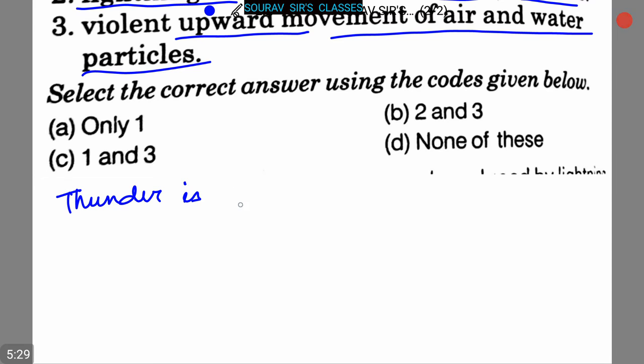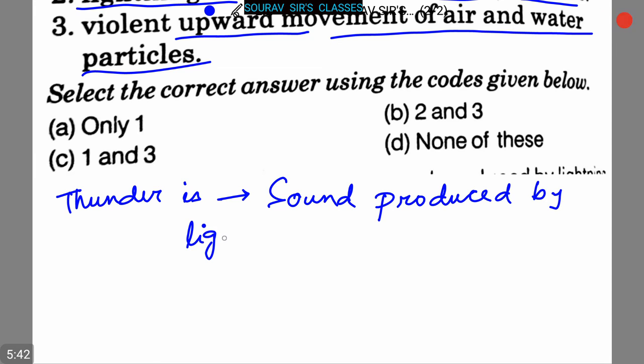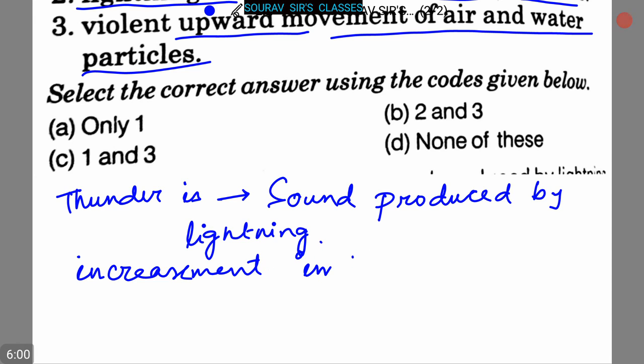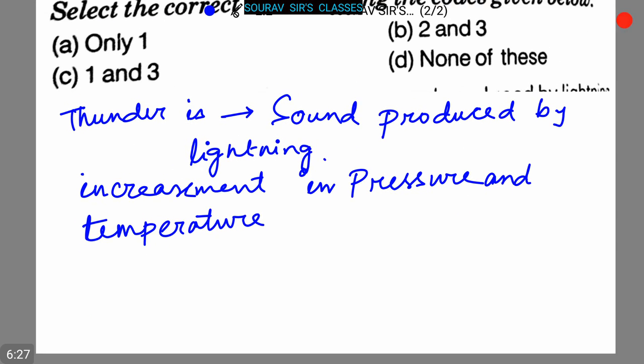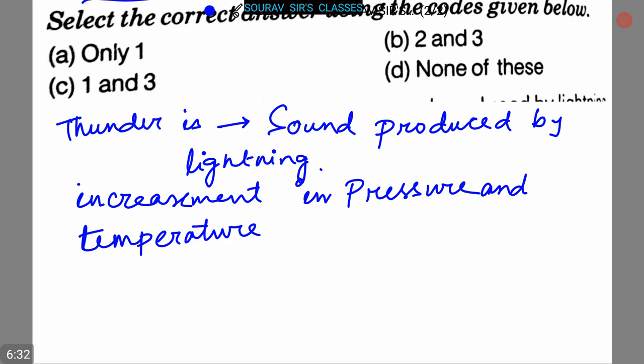Thunder is simply the sound produced by lightning. It produces a sudden increase in the pressure and temperature of air surrounding and within the bolts from the clouds to a nearby tree or roof. A lightning bolt takes only a few thousandths of a second to split through the air.